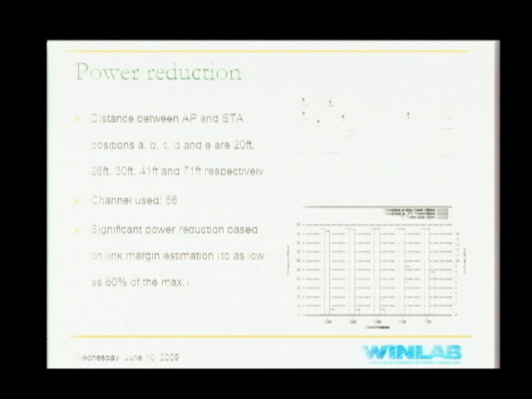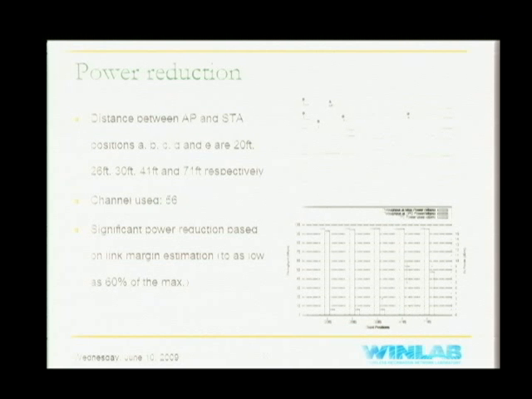And the third bar shows the actual value of transmit power used, or the average value of transmit power used. From the diagram, we can see that even for stations up to 70 feet from the access point, we can achieve up to 60% reduction in transmit power based on RSSI estimates. So this experiment goes to show the power reduction capability of the algorithm.